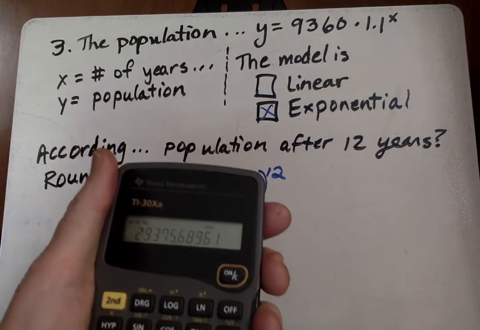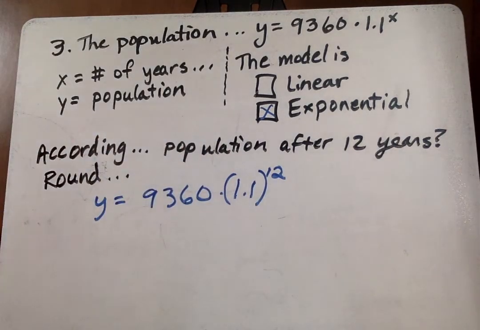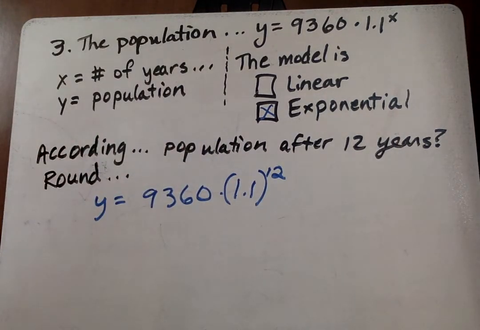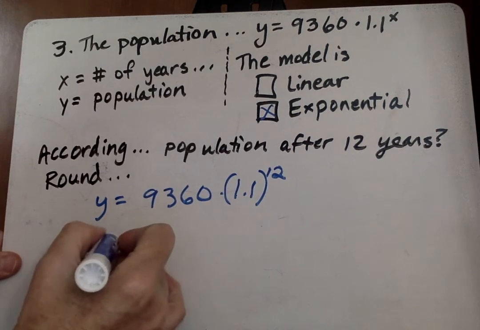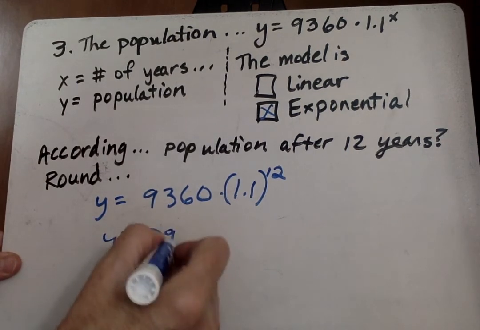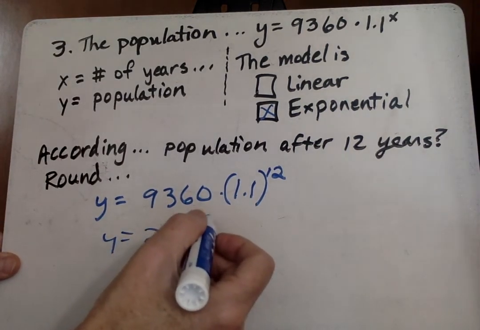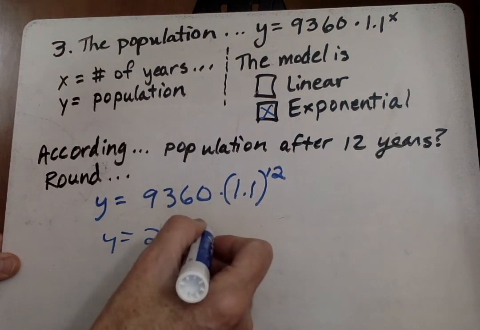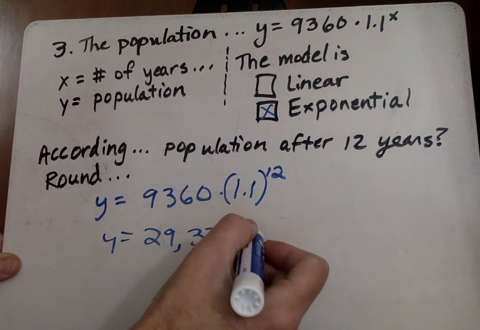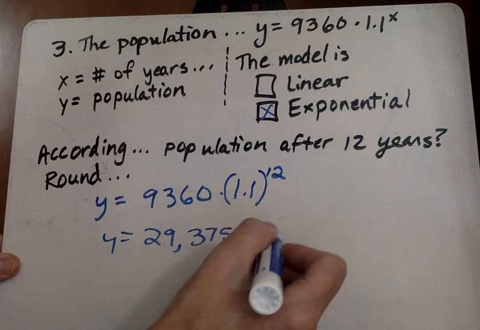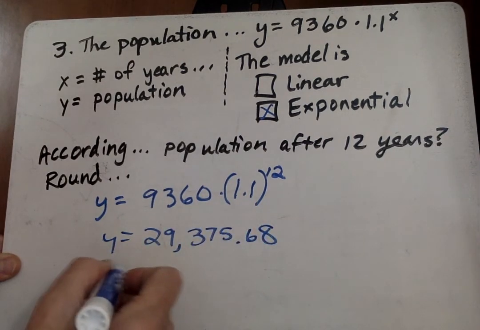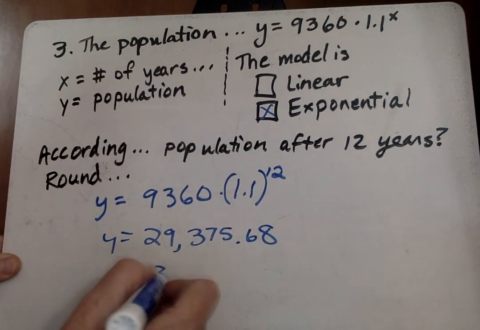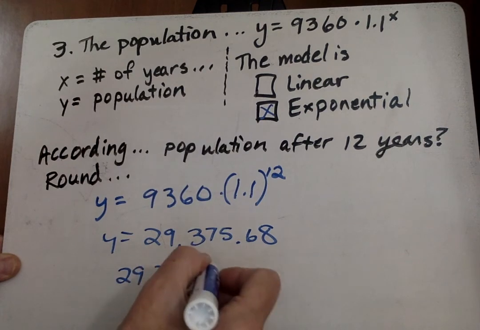It says round to the nearest person. So I have 29,376.68. We're going to round, so it's 29,376 people.